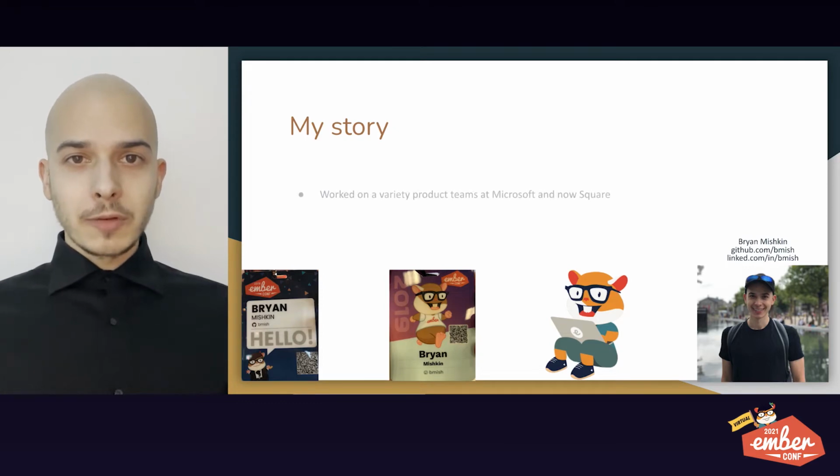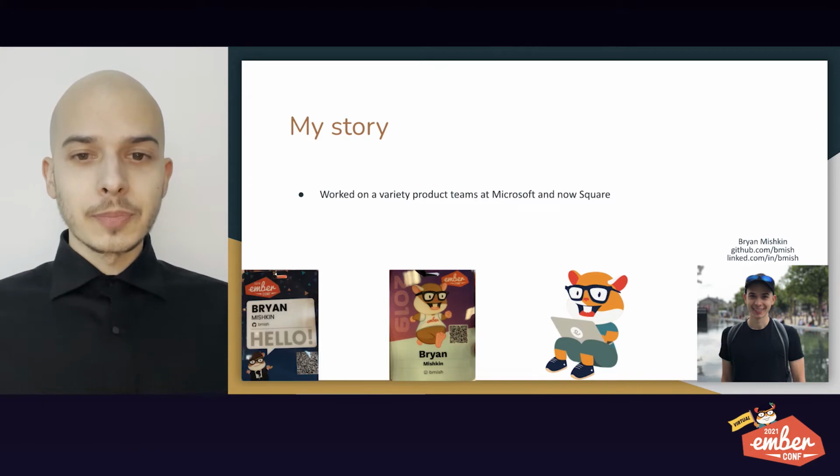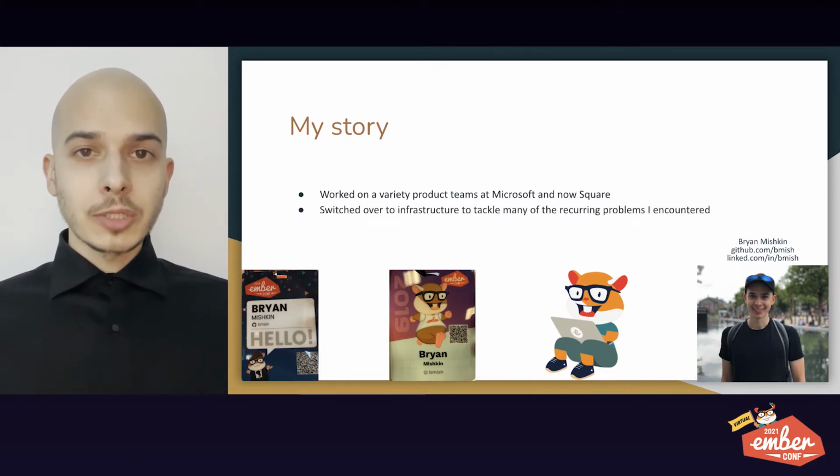I've worked on a variety of product teams over the years, and like many of you, I've shipped all sorts of cool features, and I've written and reviewed a lot of code. But during that time, I also noticed a lot that could be improved about the development process, such as developers oftentimes making the same mistakes again and again. And so I began to focus more on the infrastructure or platform side in order to tackle many of these recurring issues.